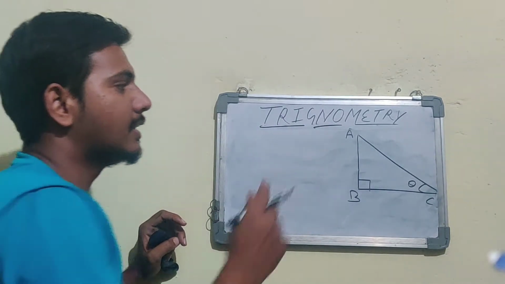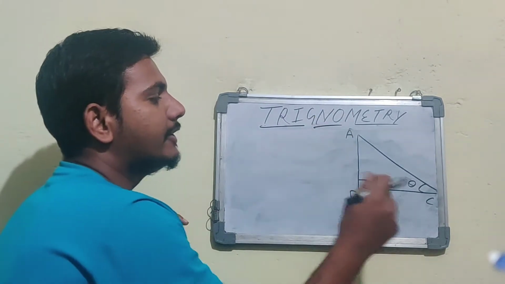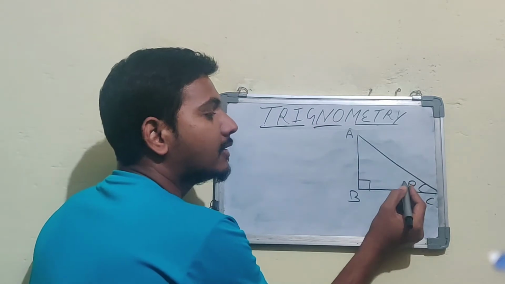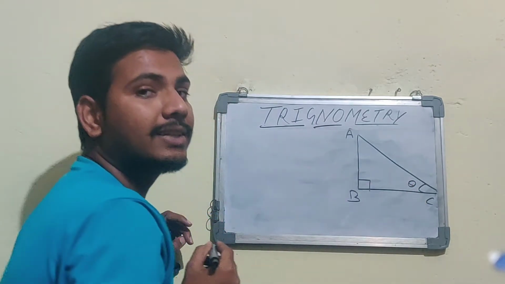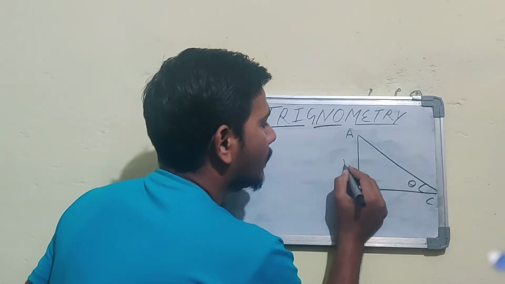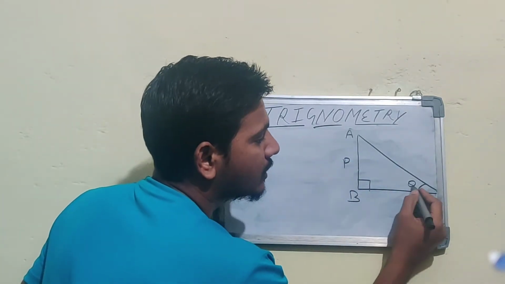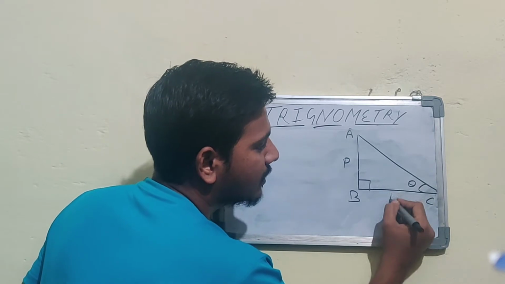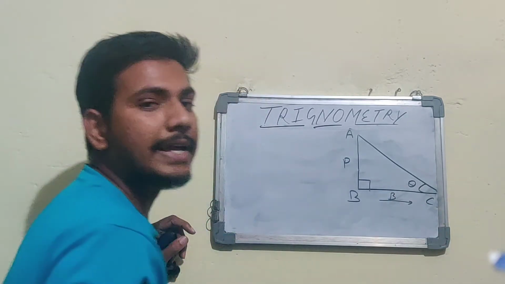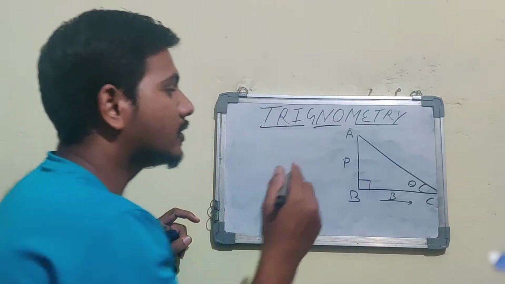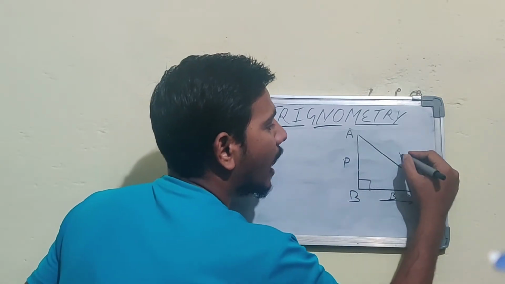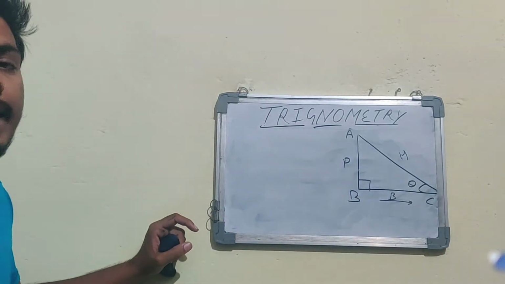Now we have taken this triangle ABC. The side opposite to this angle theta will be what? Perpendicular, which is denoted by P. The side adjacent to this theta is the adjacent side, which is represented by B and is called the base. And the side opposite to this 90 degrees will be what? Hypotenuse, which is represented by H.